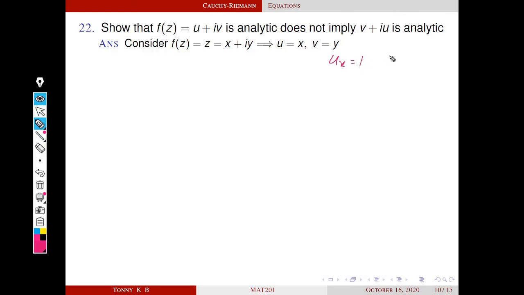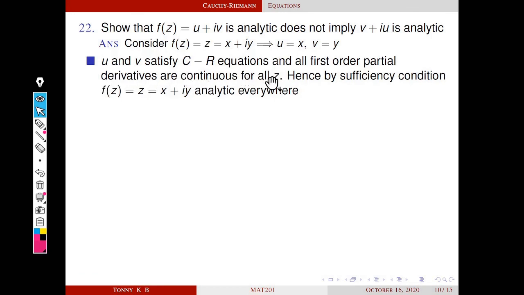ux equal to 1 and uy equal to 0. Similarly, what is vx? vx is 0 and vy is 1. It is clear that ux equal to vy and uy equal to minus vx. So u and v satisfy the Cauchy-Riemann equations. And these first order partial derivatives are continuous everywhere because all are constants. So f(z) equal to z is analytic everywhere. Okay, so u and v satisfy the Cauchy-Riemann equations and all the first order partial derivatives are continuous for all z. So f(z) equal to z is analytic everywhere.